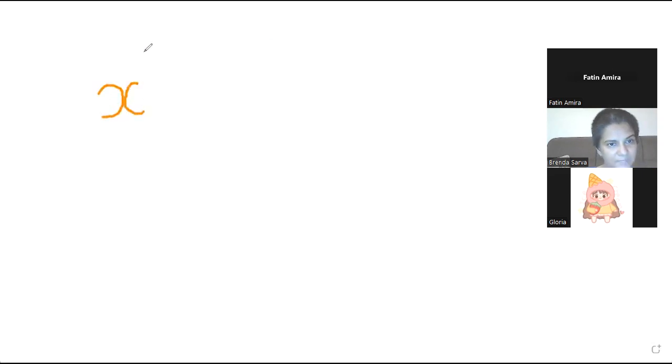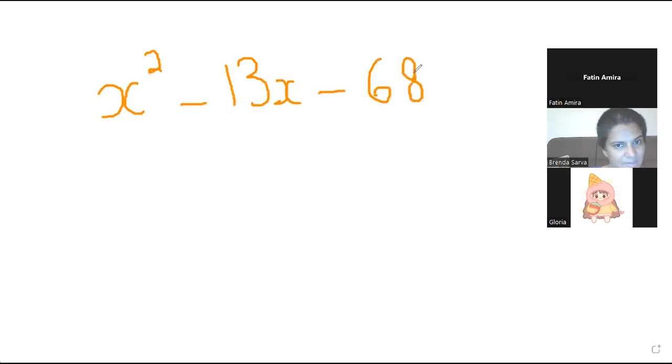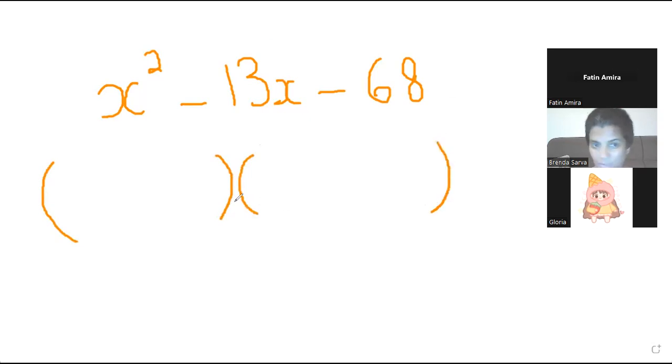X squared minus 13x minus 68. You have got this question: x squared minus 13x minus 68. This is called a quadratic expression. Now you've got to put it as two brackets multiplying each other. So one term would be x and the other term would also be x. That you know.